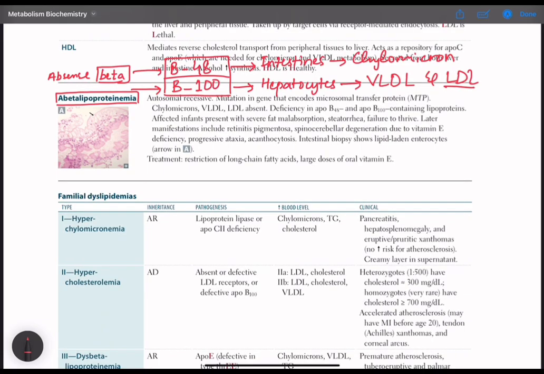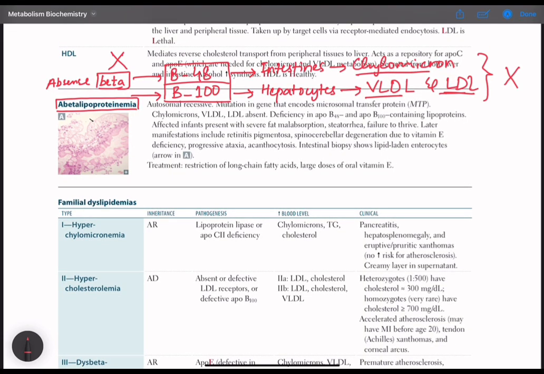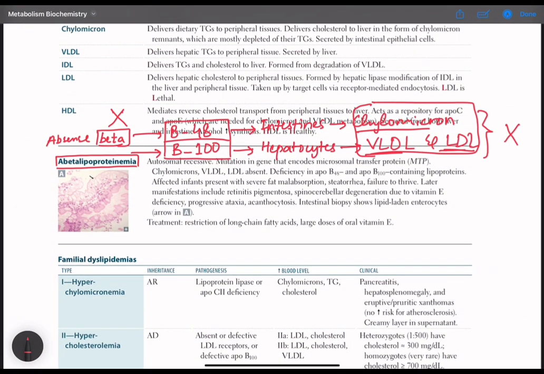So what happens in Abetalipoproteinemia? There is absence of beta lipoprotein. Since there is no beta lipoprotein, these lipoproteins will not be secreted. Thus we have absence of chylomicrons, VLDL and LDL. These lipoproteins play a crucial role in lipid transport. The chylomicron is the exogenous lipid transport lipoprotein, while VLDL and LDL are endogenous lipid transport lipoproteins. Chylomicron transports triglycerides, cholesterol esters and fat soluble vitamins. So these patients will have deficiency of these things.